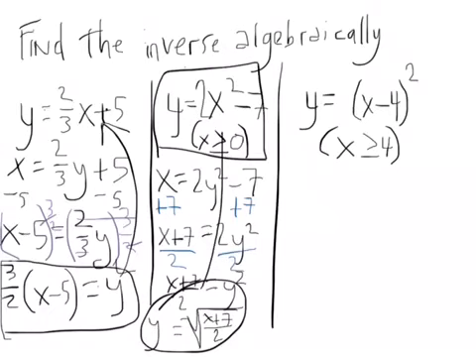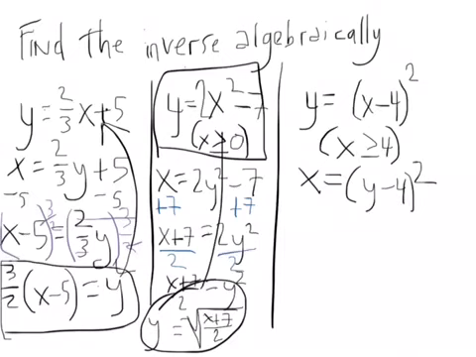Last one. Find the inverse algebraically. So switch x and y, just like we always do. That's what inverses are all about. So I get x equals quantity y minus 4 squared. And now this one is a little bit different than the one before because my squaring is outside. It's out here. It's actually the last thing going on. So I'm going to undo that squaring first, and then I'll undo the minus 4.